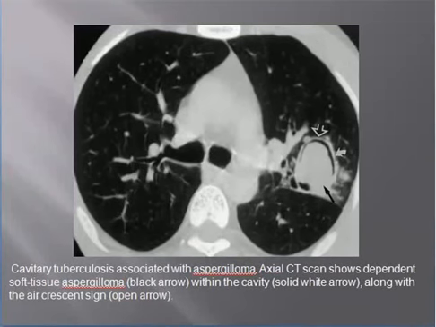Cavitary tuberculosis associated with aspergilloma. Axial CT scan shows dependent soft tissue aspergilloma, black arrow, within the cavity, solid white arrow, along with the air crescent sign, which is depicted by the open arrow. So here you can see the axial CT scan of the same patient who had the previous chest radiograph. Things are much clearer on CT scan.